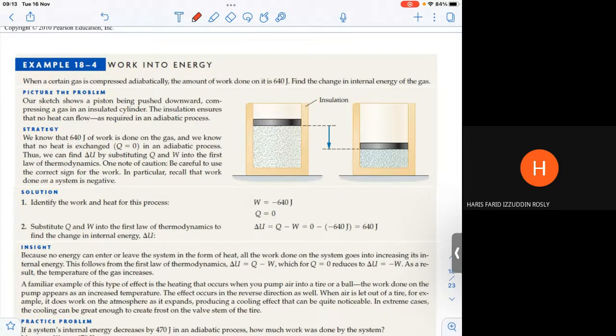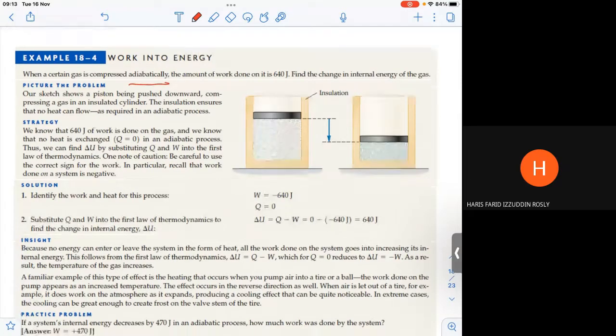Okay, look at how they did the question. When a certain gas is compressed adiabatically, look at the word adiabatically, the amount of work done on it is 640 joule. Find the change in the internal energy of the gas. So again, delta U equals Q plus W. Q will be 0, so 0 plus W. W will be 640 joule, because the change in internal energy is 640 joule. So that's how they get the answer.